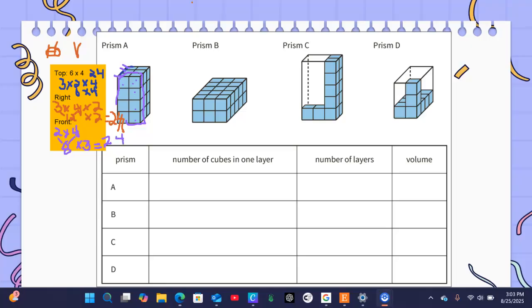So in actuality, any one of these answers could be put in a column in this chart for number of cubes in one layer and number of layers. Our volume for A would be 24. Now let's do one more. Let's do this incomplete one.